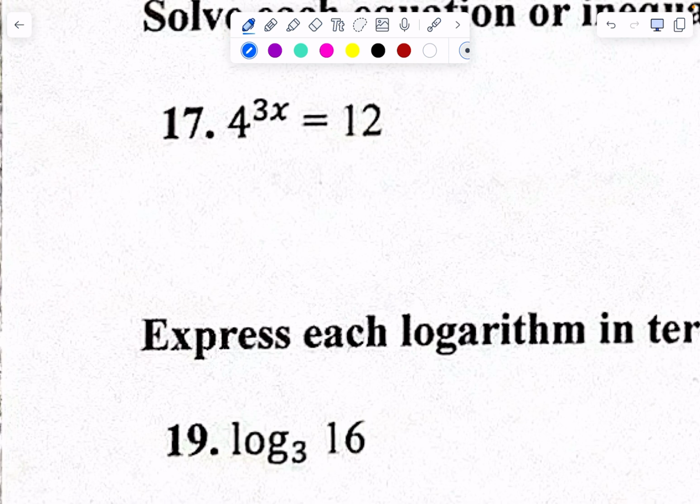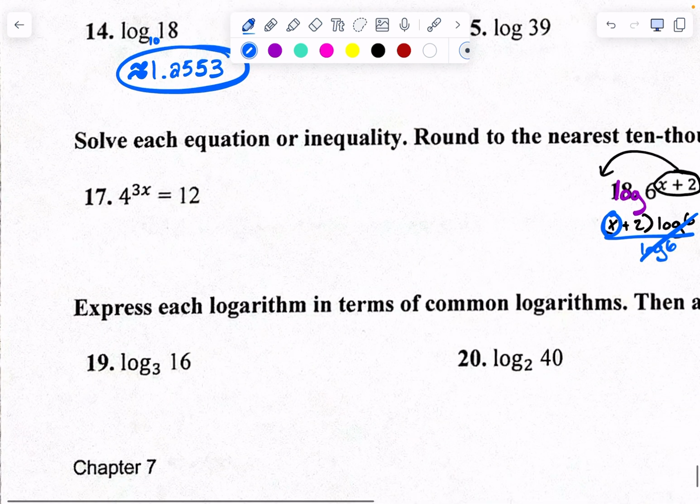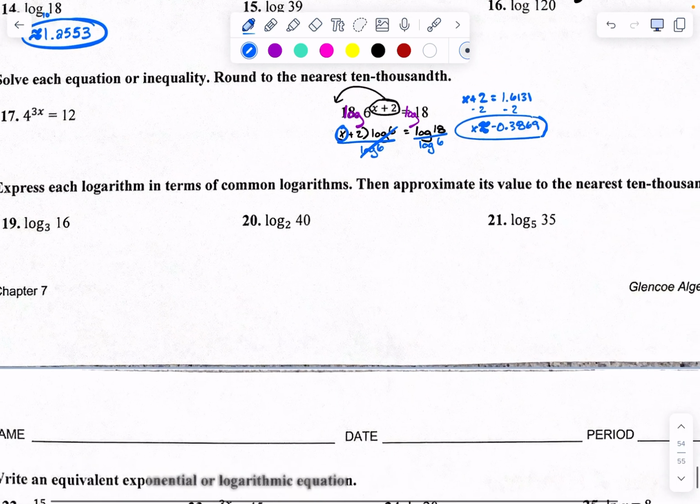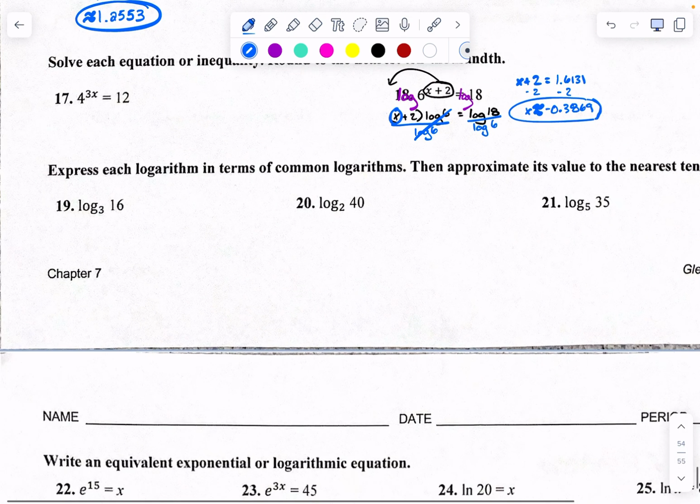Equals 3x. And then divide by 3. Okay, that is 17. It's 0.5975. I don't know, whatever she said. 0.7539. No. Okay, 5975.